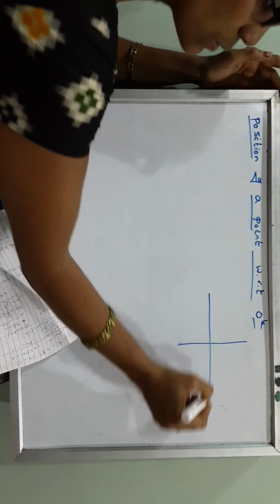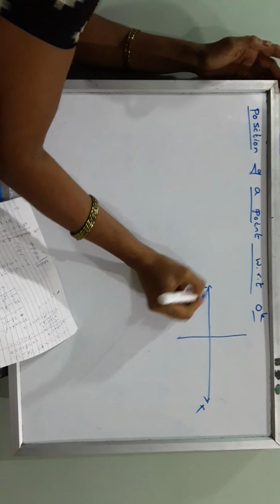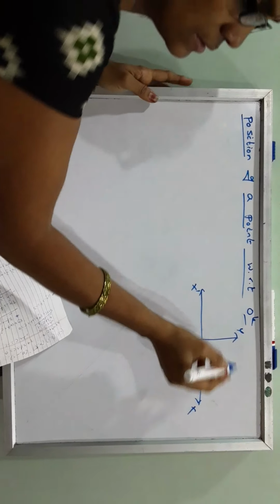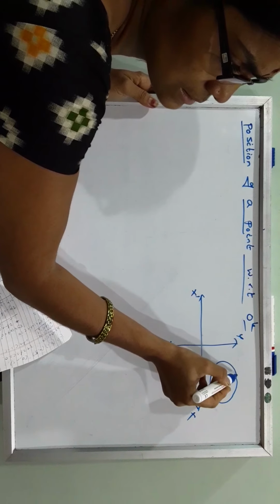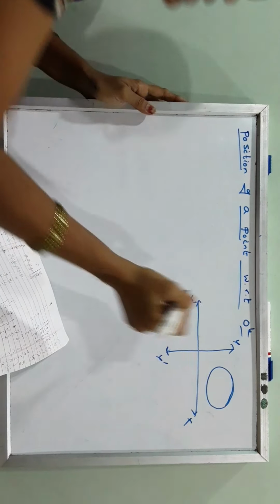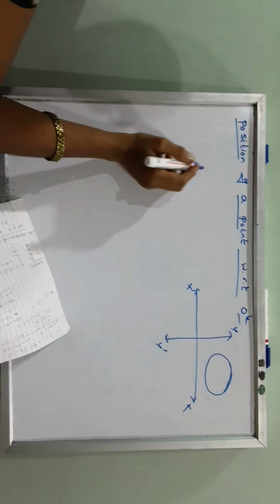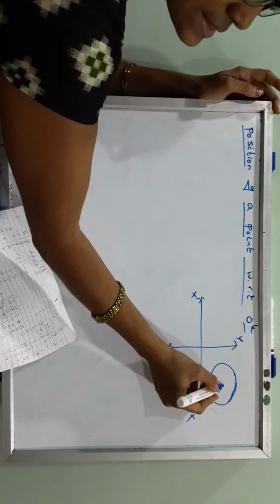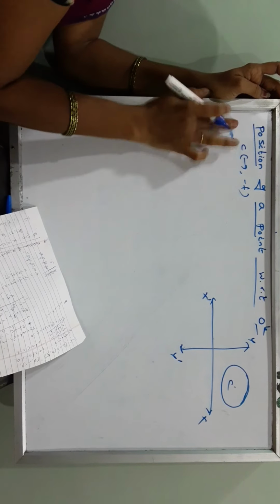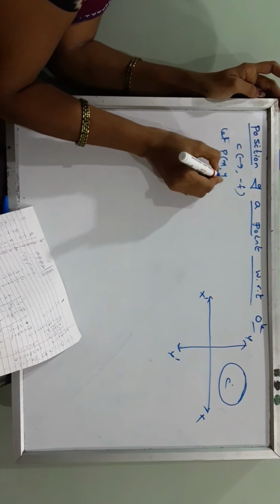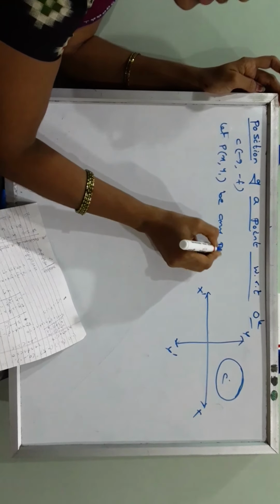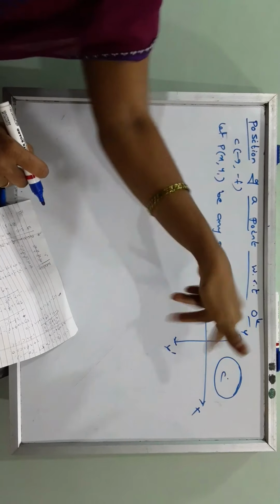Let us take a coordinate plane with x dash, y dash. Let S is equal to 0 be the given circle. A circle can be divided into four equal parts. This is the center of the circle. Here the center is minus g comma minus f. Let P(x1, y1) be any point in the same plane.